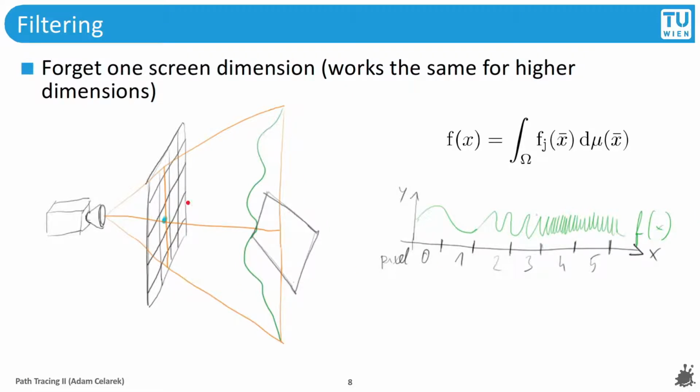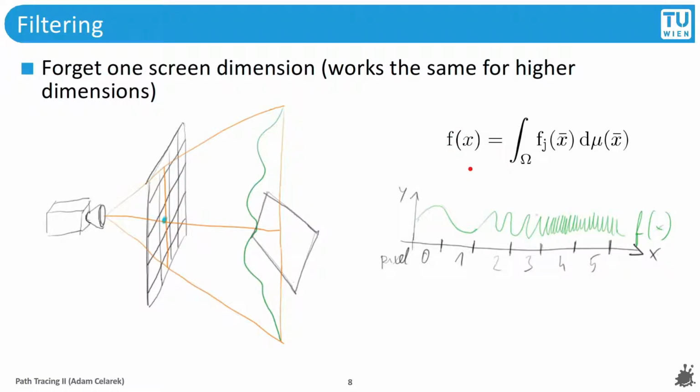We'll forget about one of these green dimensions and start to think about a 1D function f of x. This is to make the explanation easier. All of the results also apply to the 2D screen we have in rendering. The green wavy line, in here and in here, is now the function that we want to sample and reconstruct as pixels on the screen. In here are pixels, and in here we have the discrete version of pixels in 1D.